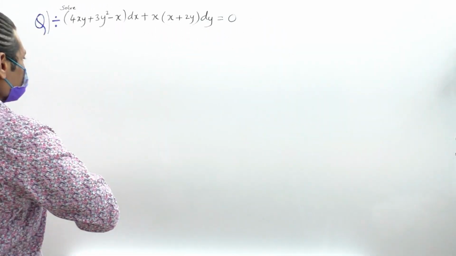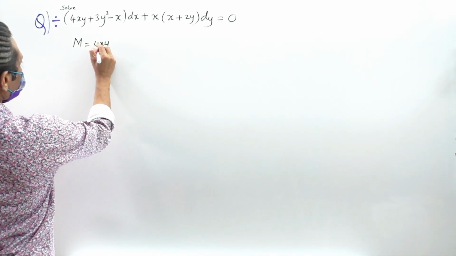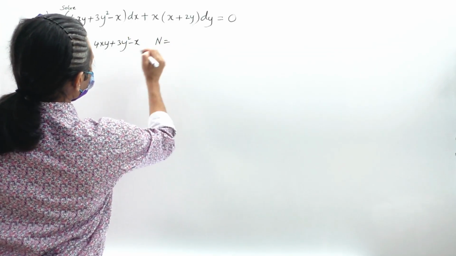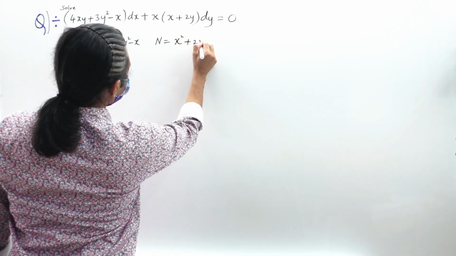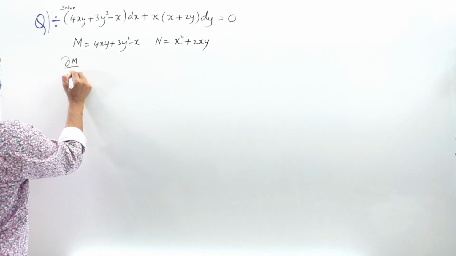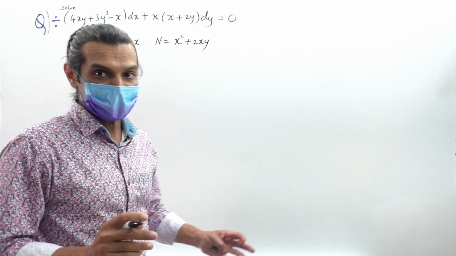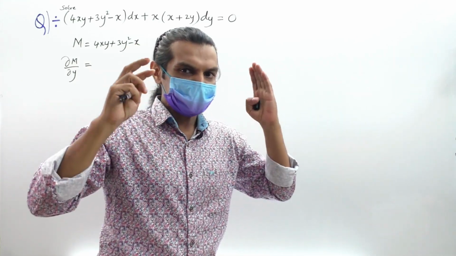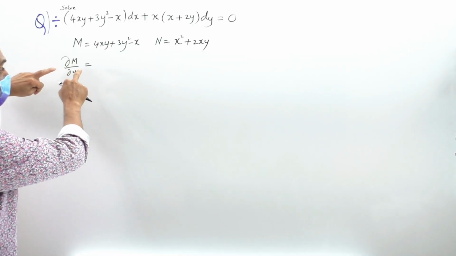So, let us check it here. First I write here. From here we have M = 4xy + 3y² - x, and N, let us make it more convenient by opening the bracket, x² + 2xy. Fine. Now, ∂M/∂y will be equal to, see here we are partially differentiating only with respect to y. I will keep on repeating this so that it gets fixed in your brain and you understand the things correctly. Okay. Again listen, I am partially differentiating only with respect to y.